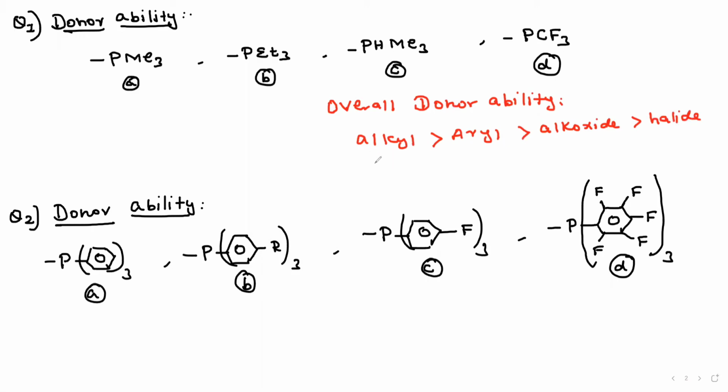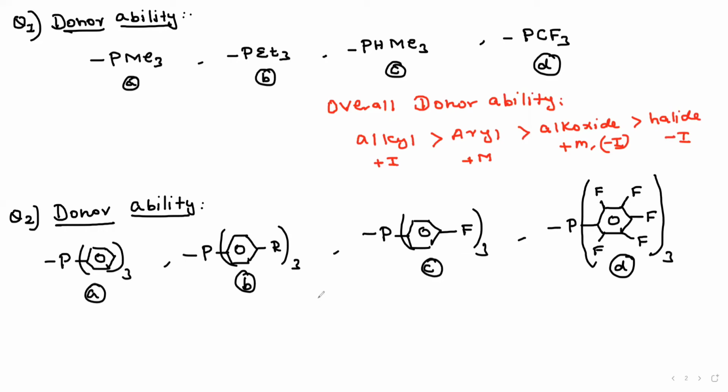Why is alkyl more donor? Because of the plus I effect, an electron donating group. Why aryl? Plus mesomeric effect. Why alkoxide? Alkoxide has plus mesomeric as well as minus I effect. Due to minus I, compared to aryl, alkoxide is less donor. This is the overall order.